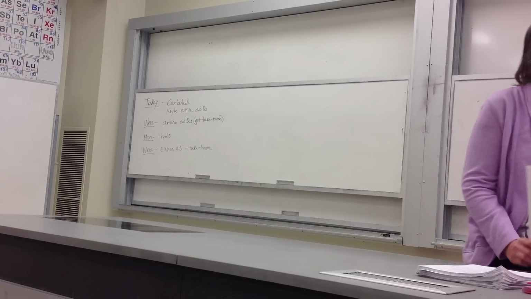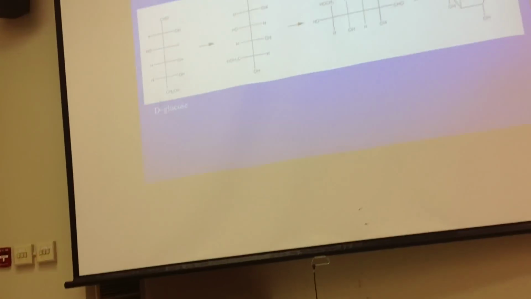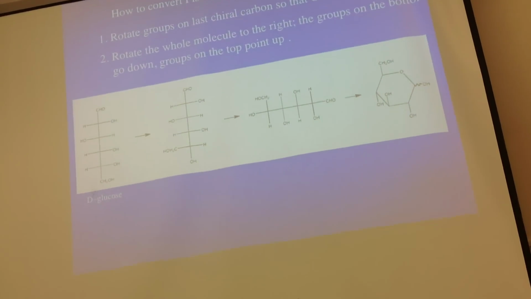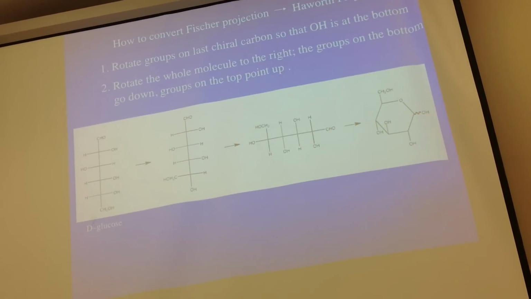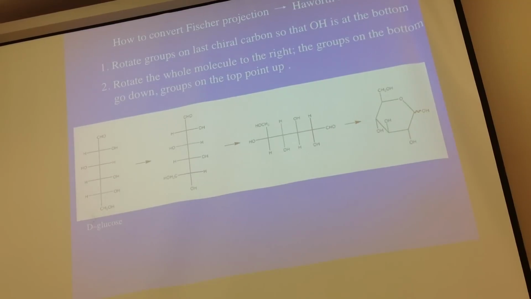Don't forget to stop me. Alright, last time, let's back up one slide. This is what we ended on, taking a straight chain and converting it into a Haworth projection. Some of you can just do it in your heads, and that's great. But for those of you that cannot, we talked about how you rotate the groups around the bottom carbon, focusing on this last carbon that's chiral right here.